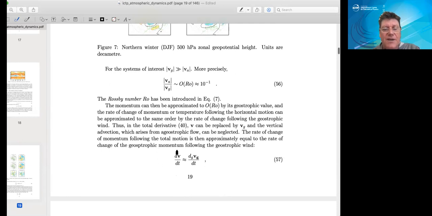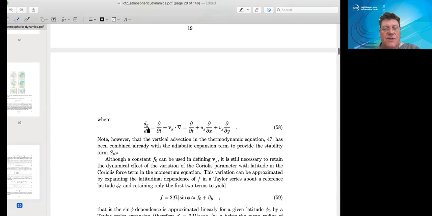Now, in the momentum equation, it turns out a quite convenient and accurate approximation is to approximate the velocities in the terms present in the total derivative by the geostrophic parts. So the change following the geostrophic motion would just be determined by the u_g ∂/∂x and v_g ∂/∂y terms.